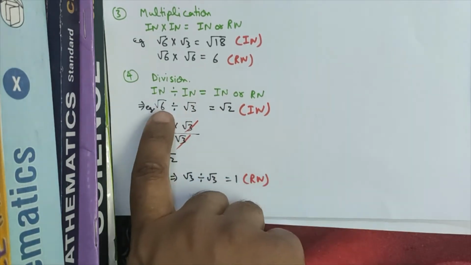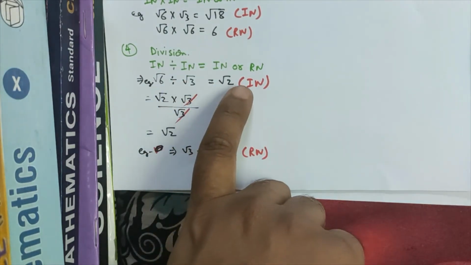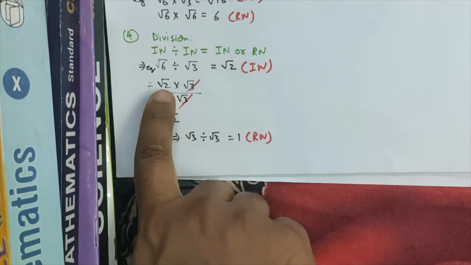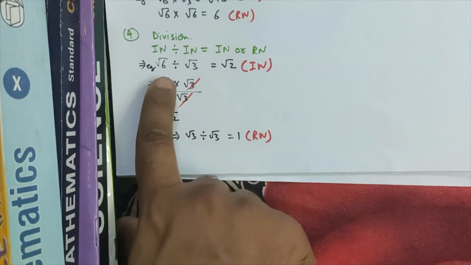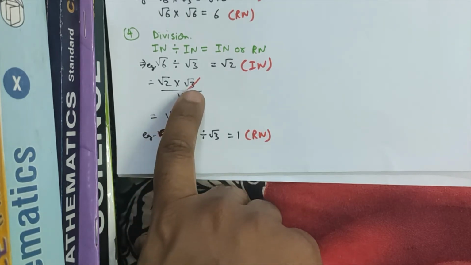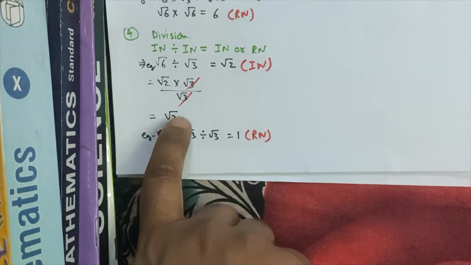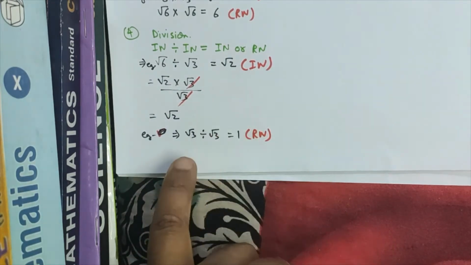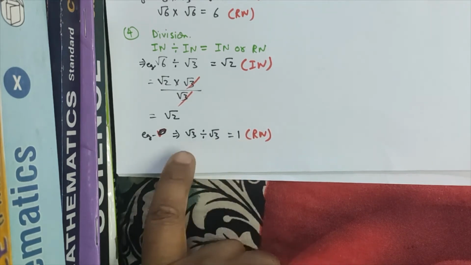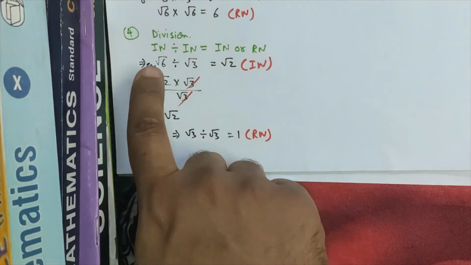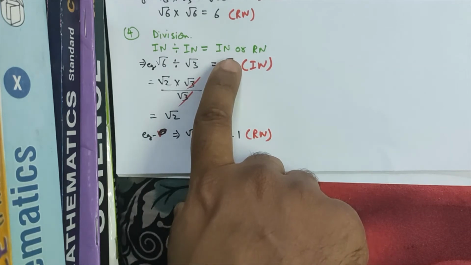And division: an irrational number divided by an irrational number may be an irrational or a rational number. In the first example, root 6 divided by root 3: root 6 can be written as under root of 2 into under root of 3. Then the numerator and denominator root 3 can be cancelled. The answer is root 2, which is again an irrational. But if root 3 is divided by root 3, it will be equal to 1, as the numerator and denominator cancel out. So the division of irrational by irrational will be either irrational or rational.